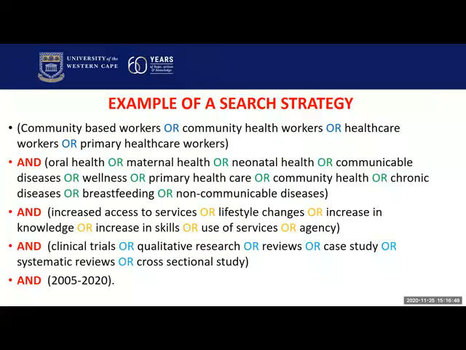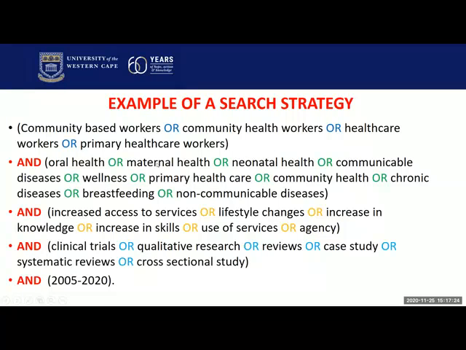I'm busy doing some review with a colleague of mine, and it's based on community-based workers. Community-based workers are also described in the literature as community health workers, or they're described as healthcare workers or primary healthcare workers. So I put all those terms together because they refer to the same individuals or the same group of people, and I will connect it with an OR. But in that search strategy, we don't just look at that. Remember, this would be our P. So the first part is our P.